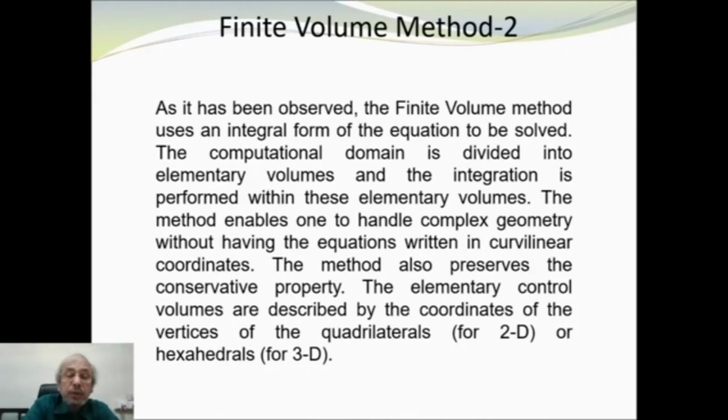The elementary control volumes are described by the coordinates of the vertices of the quadrilaterals for 2D or hexahedrals for 3D. That means when we get complex geometry, grids are to be generated using body fitted coordinates, and then the grids are to be generated in such a way that for 2D the elements or the cells are quadrilateral, and for 3D these elements are hexahedrals. Sometimes they are also called brick elements.